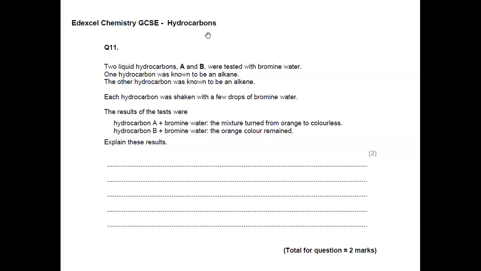Two liquid hydrocarbons A and B were tested with bromine water. One hydrocarbon was known to be an alkane, the other hydrocarbon was known to be an alkene. Each hydrocarbon was shaken with a few drops of bromine water. The results of the test are given. Explain these results.